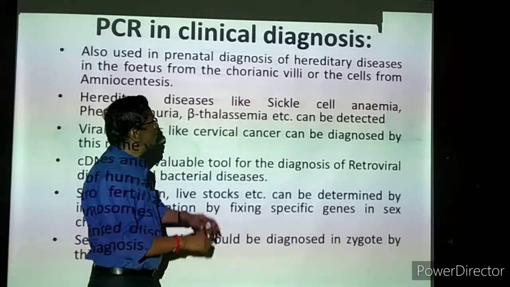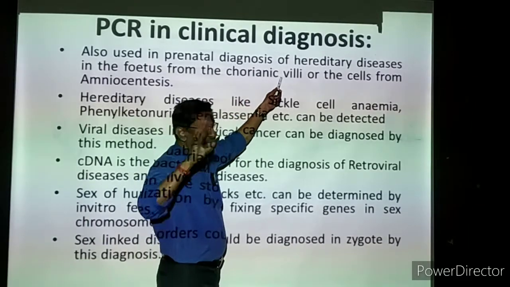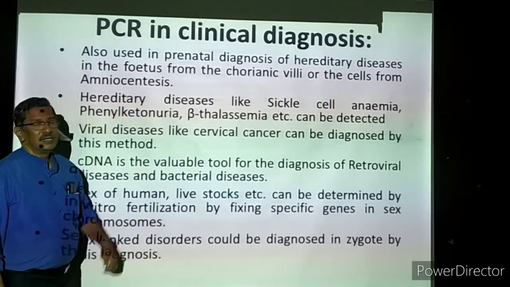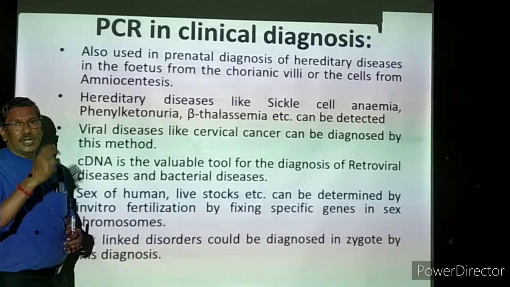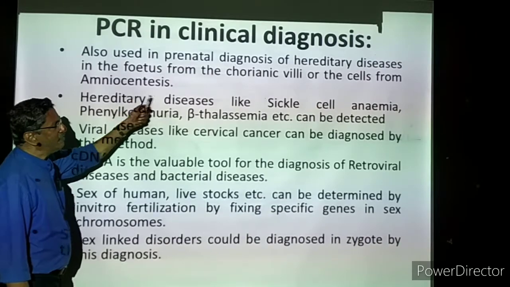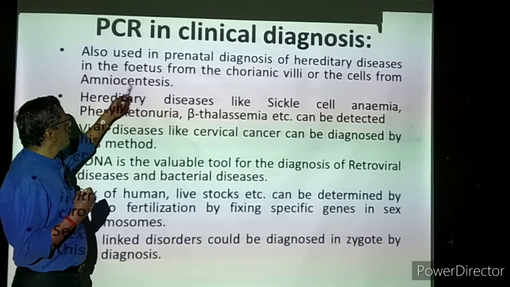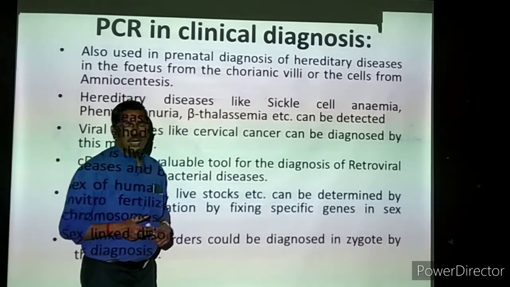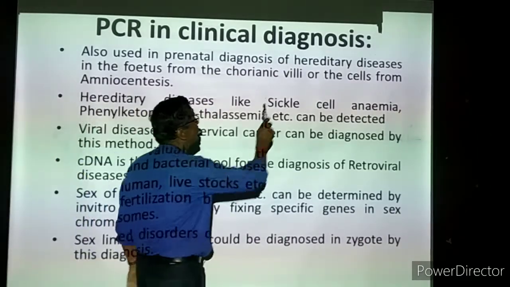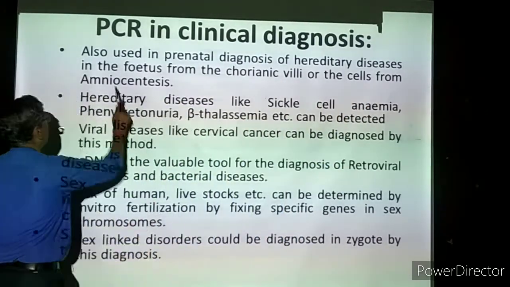Now, that means the fetus is covered by 3 membranes. One is called the chorionic villi, one membrane. Or the cells from the amniocentesis. The amniocentesis is the fluid, that is amniotic fluid. It has a lot of cells. Either taking the cells from the amniotic fluid or from the chorionic villi, we have to identify the chromosome, whether any defects are there. If hereditary diseases are there, we can identify that.